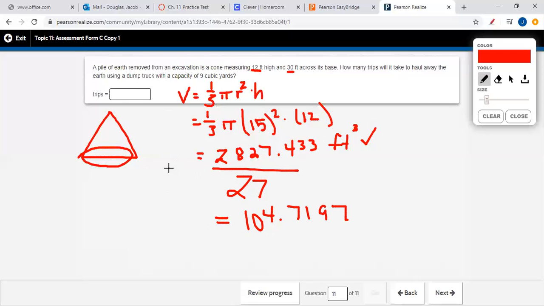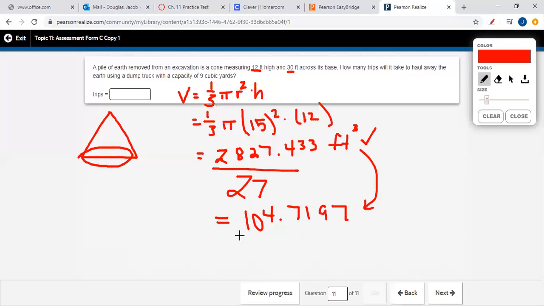The dump truck can haul 9 cubic yards, and how many cubic feet are in that? Well, there are 27 cubic feet in a cubic yard. So if I divide this figure by 27, this is where I wound up with 104.7197. The last thing we're going to do is one more final conversion. That is how many cubic yards are in this pile right here.